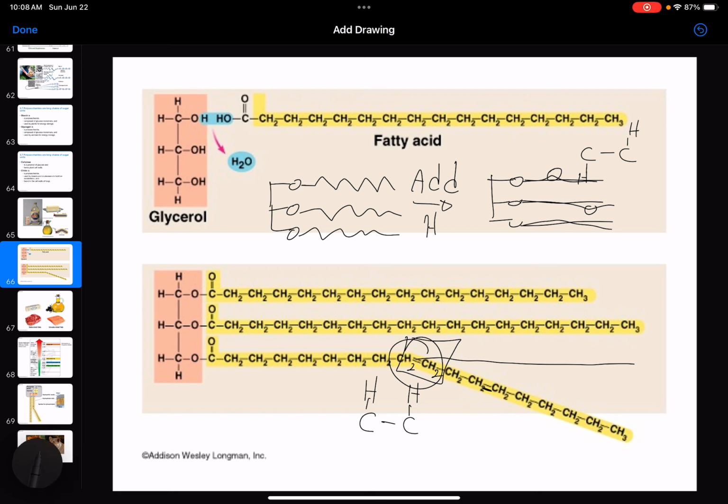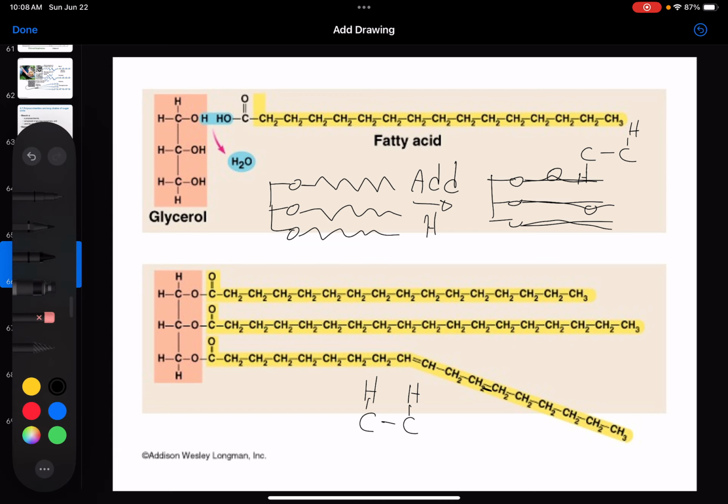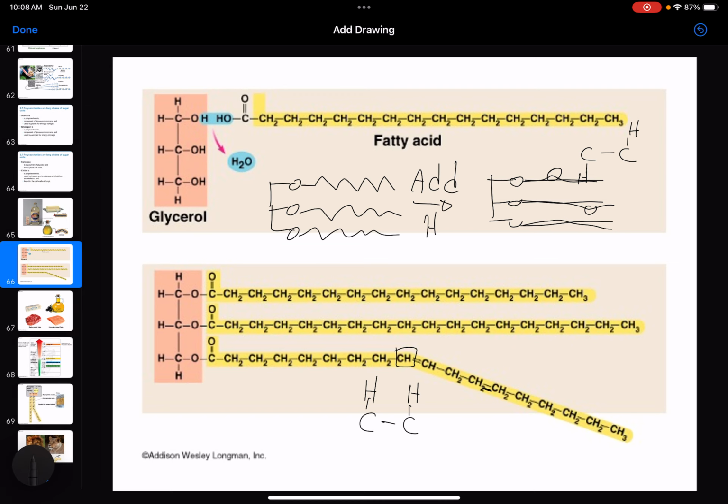So that CH here, that CH is that CH, and this CH is this CH. But if you put hydrogens back and the H's are now on opposite sides, this kind of situation is called cis fat, very common in nature. This is called trans fat, not so common in nature.